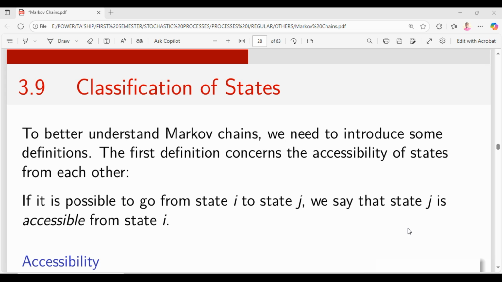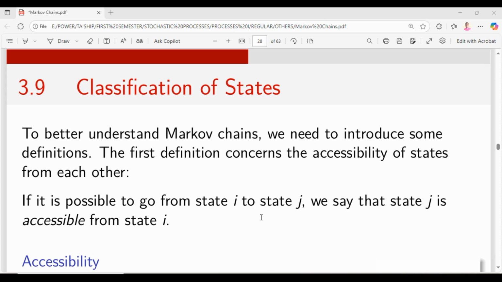To better understand Markov chains, we need to introduce some definitions. The first definition concerns the accessibility of states from each other. If it is possible to go from state I to state J, we say that state J is accessible from state I. If I can move from state I to state J, then we say state J is accessible from state I.